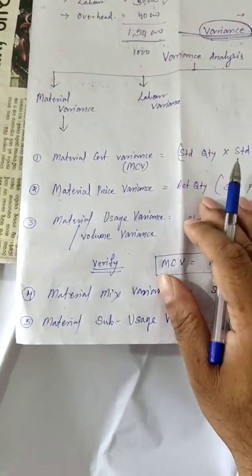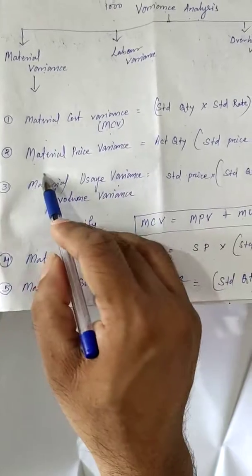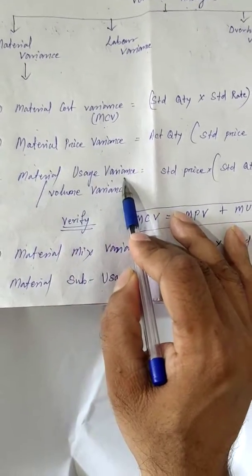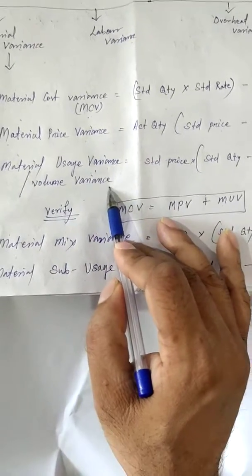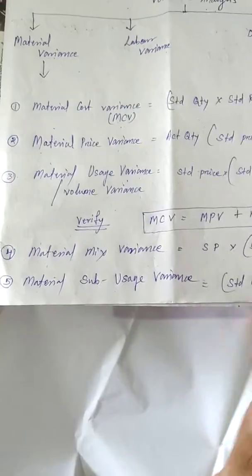In material variance there are 6 formulas. One is material cost variance, another is material price variance, and material uses variance. Uses variance is also known as volume variance. Then the material mix variance, then the material sub uses variance, and the last one is material yield variance.